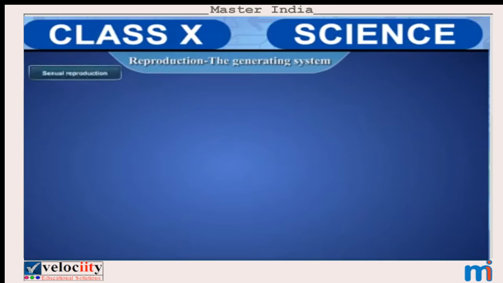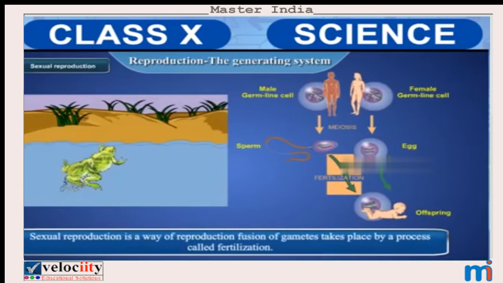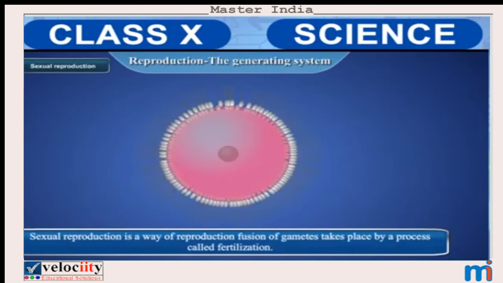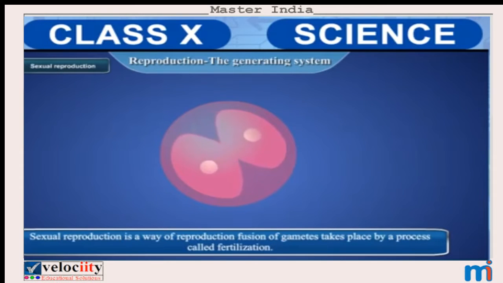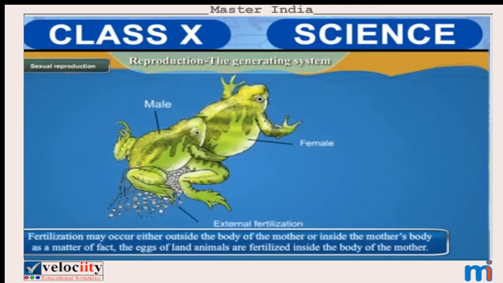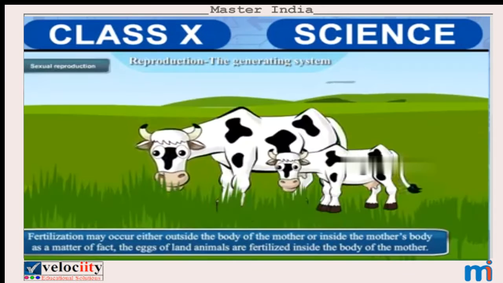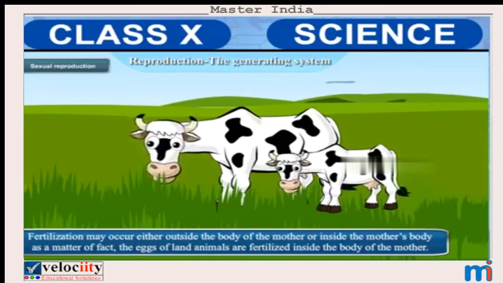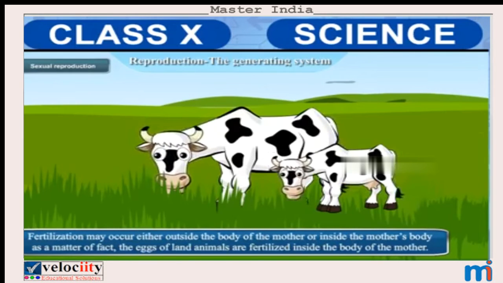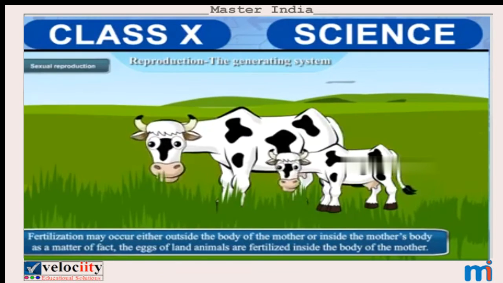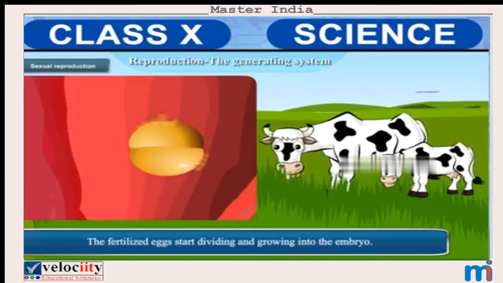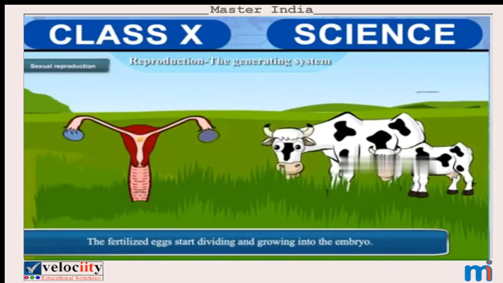Sexual reproduction. Sexual reproduction is a way of reproduction. Fusion of gametes takes place by a process called fertilization. Fertilization may occur either outside the body of the mother or inside the mother's body. As a matter of fact, the eggs of land animals are fertilized inside the body of the mother. The fertilized eggs start dividing and growing into embryo.